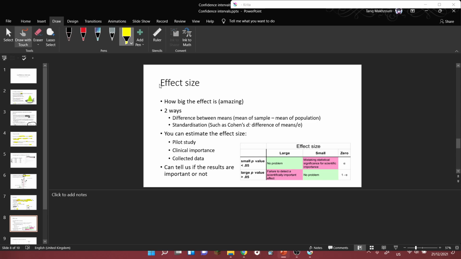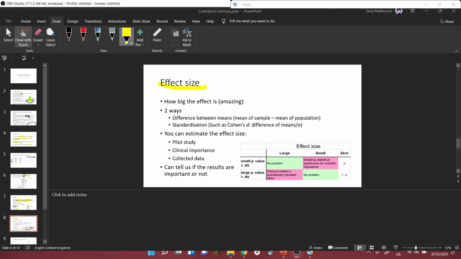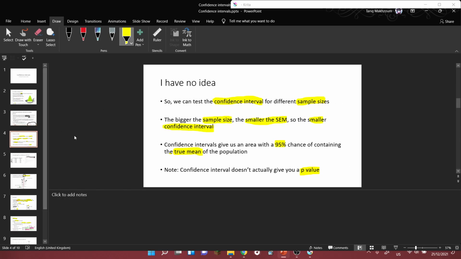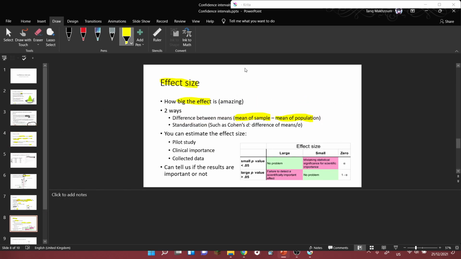So the effect size tells us literally how big the effect is. And there are two ways we can do it. We can either find the difference between the means of the sample and the population. So in our previous example with heroin, that's just going to be 100 minus 105. So that's going to be minus 5. So our effect size is minus 5.